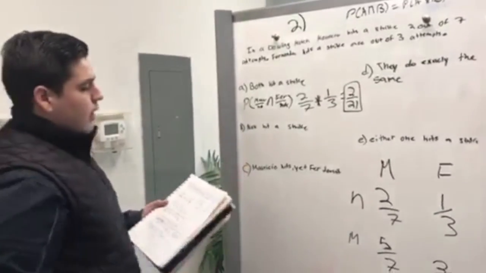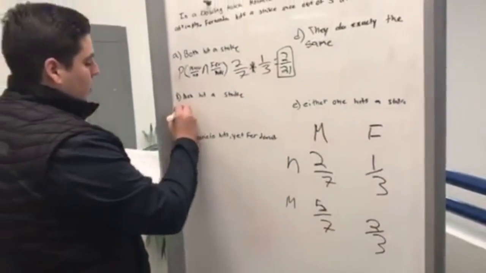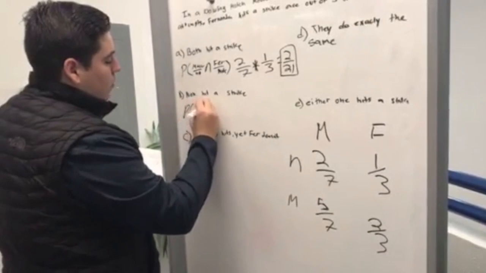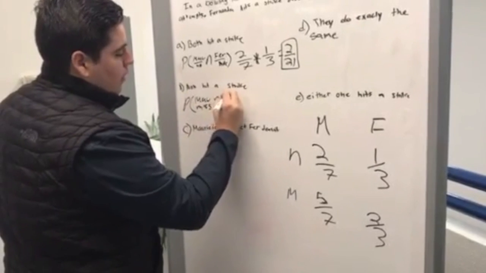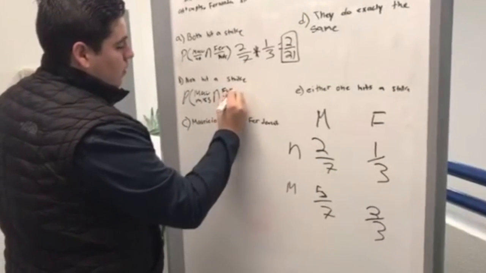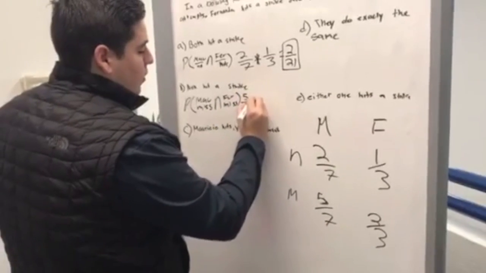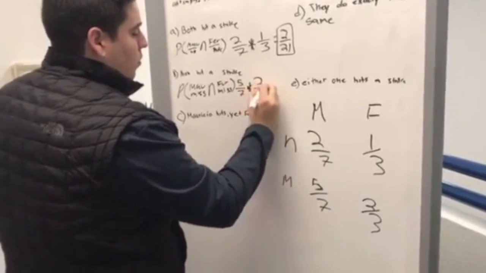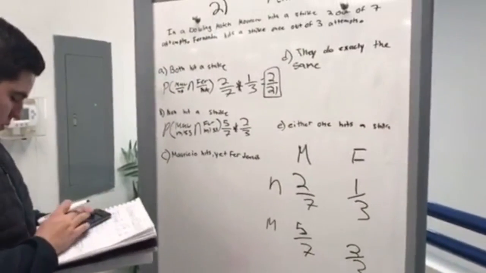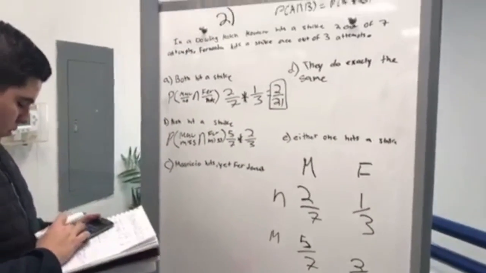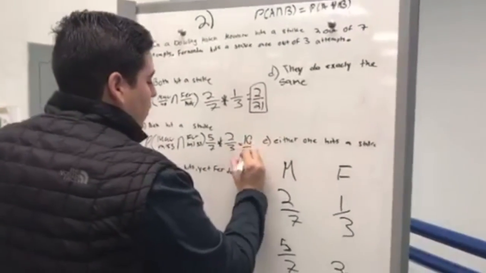In the second question, it says neither hits a strike, so now we will be using the miss. So it will be probability of Mauricio miss intersection Fernanda miss. So it will be 5 over 7 times 2 over 3, that will give us 10 over 21.